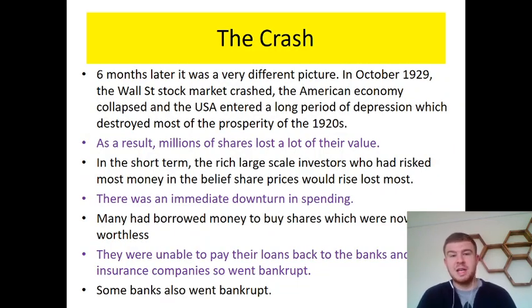So 6 months later, because of that fear, we have the crash. So in October 1929, the Wall Street stock market crashes and the American economy goes into a period known as the Great Depression. Okay, as a result of that, millions of shares lost a lot of their value. People are panicking. They are wanting to get rid of their shares because they think they're going to lose all of their money. And because of that, people are so scared of losing their money, they stop spending money.